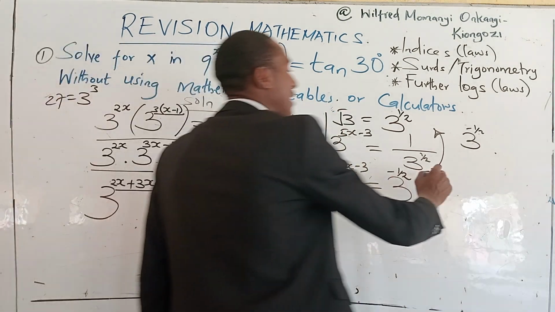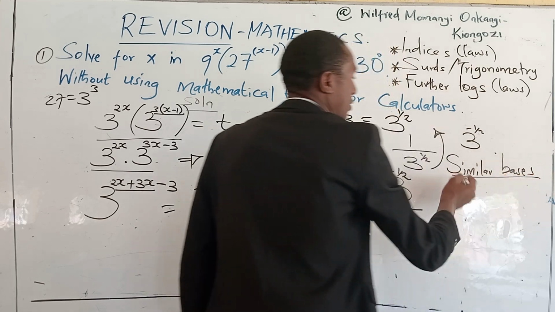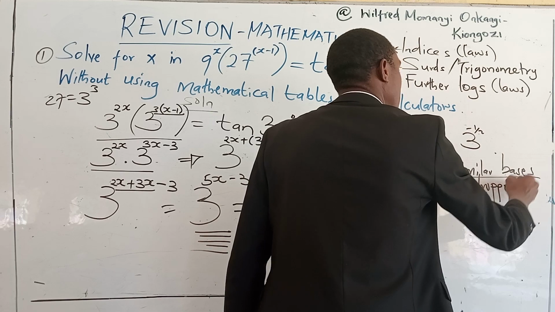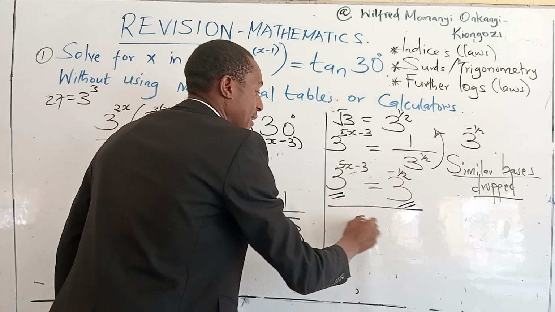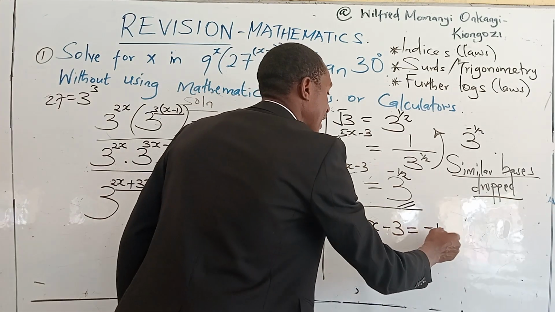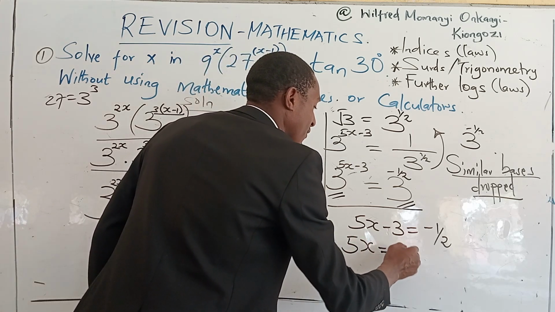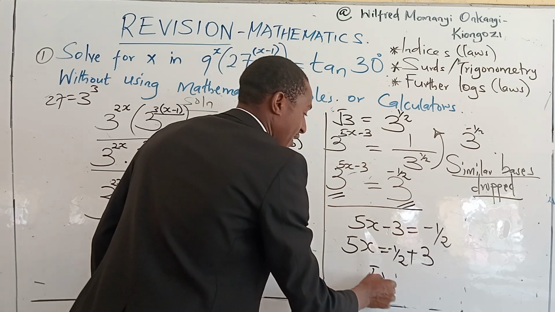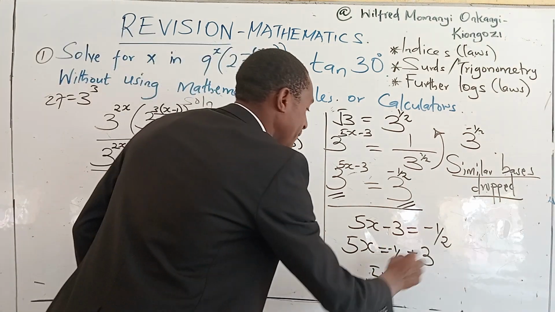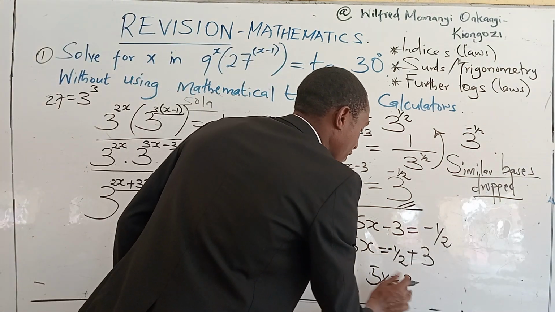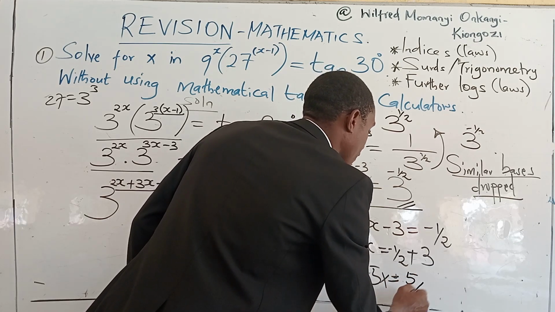When the bases are similar, similar bases are dropped, and then we take the powers. So we shall drop base 3 and take 5x minus 3 is equal to negative a half. So we have 5x is equal to negative a half plus 3. 5x is equal to 3 minus a half, 2.5, right? 2.5 in fraction form is what? 2.5, which is 5 over 2.